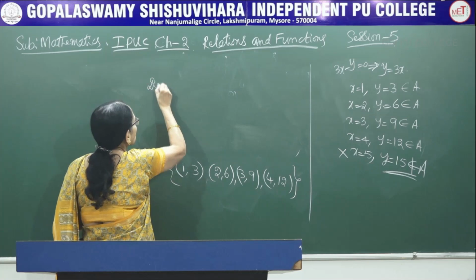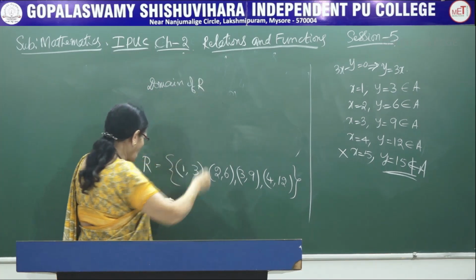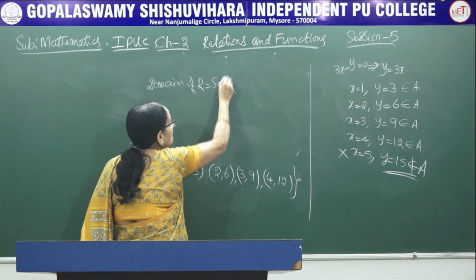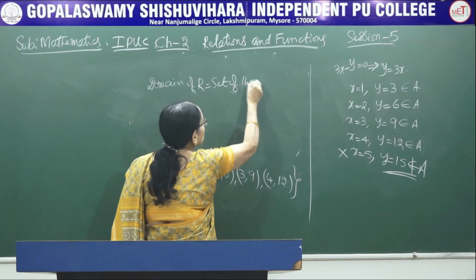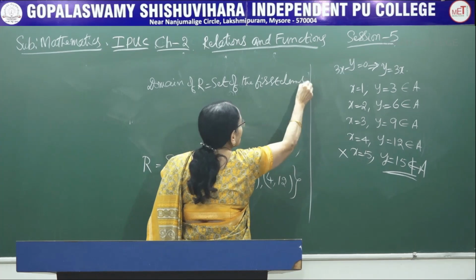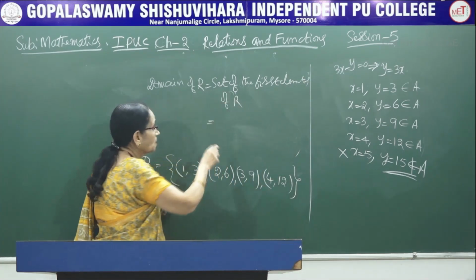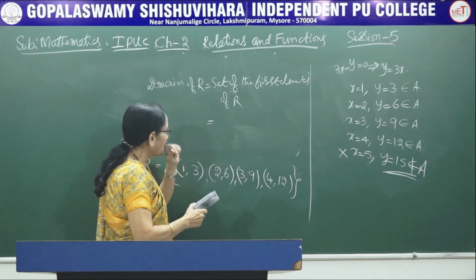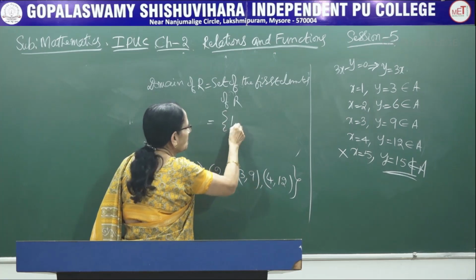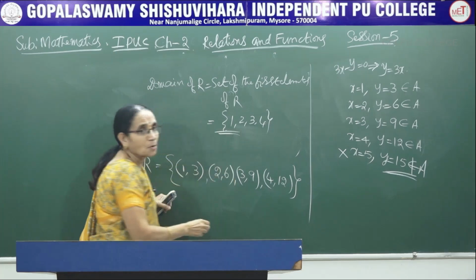Now you write the domain of R. Domain means, you can write here, set of the first elements. This is not again necessary, I am telling you. Set of the first elements of R. It is for your convenience so that you can understand it clearly. First elements 1, 2, 3, 4. Write that. 1, 2, 3, 4. So this is the domain of R.